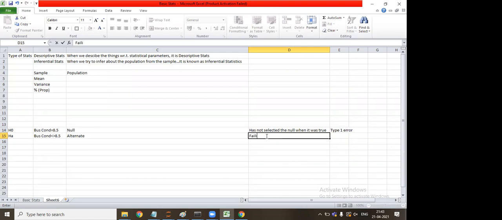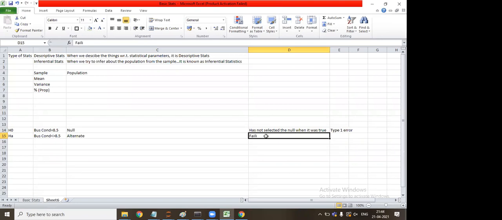For person B, right? Yeah. Now it's for person A. Earlier, the error was made by person B. Now, if I reverse the condition, the error has been made by person A. What has he done? He has wrongly accepted the null hypothesis when the alternate was true. I mean, he failed to reject the null hypothesis.